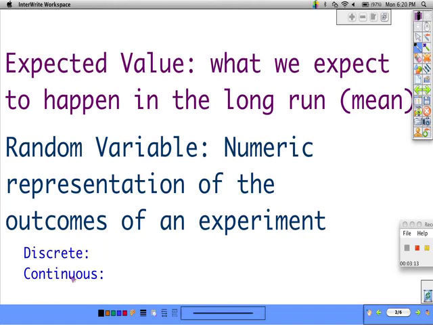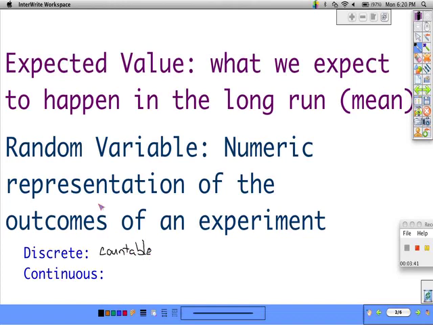I'll write down a few examples here. A discrete random variable is one that's countable. And what I mean by countable is, an example would be how many cars go through a stop sign in a day. We could stand and count that. Or number of students to walk past the principal's office in one class period. That is a countable random variable.